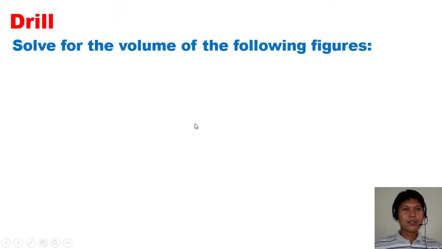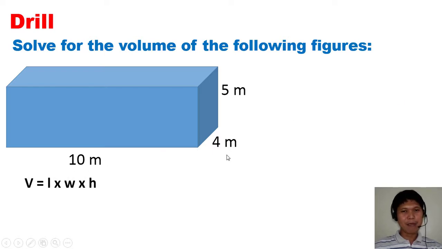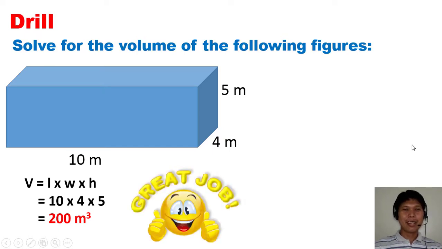Let's start with the drill. Solve for the volume of the following figures. Let's start. 10 by 4 by 5. Go! Okay, so I'll reveal the answer. 10 times 4 times 5, 10 times 4, 40, times 5 is 200 cubic meters. I hope that you got the correct answer.